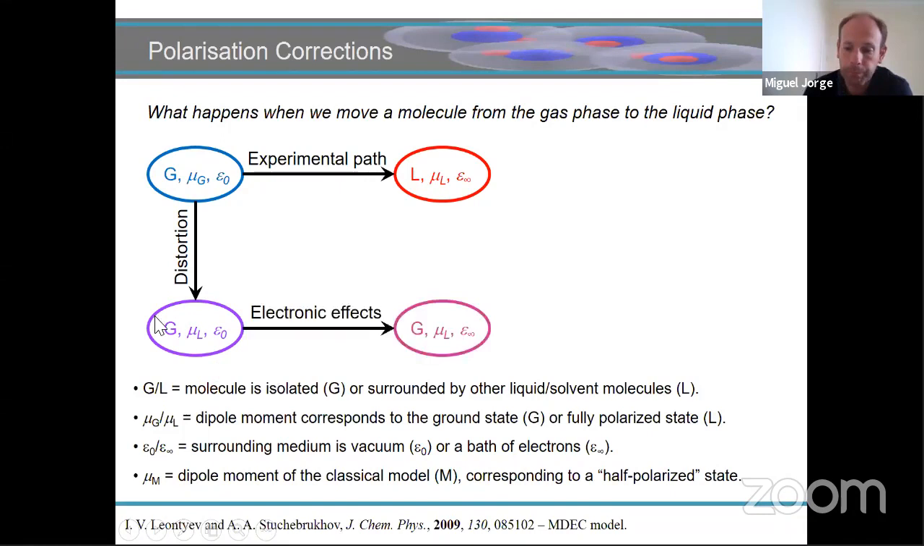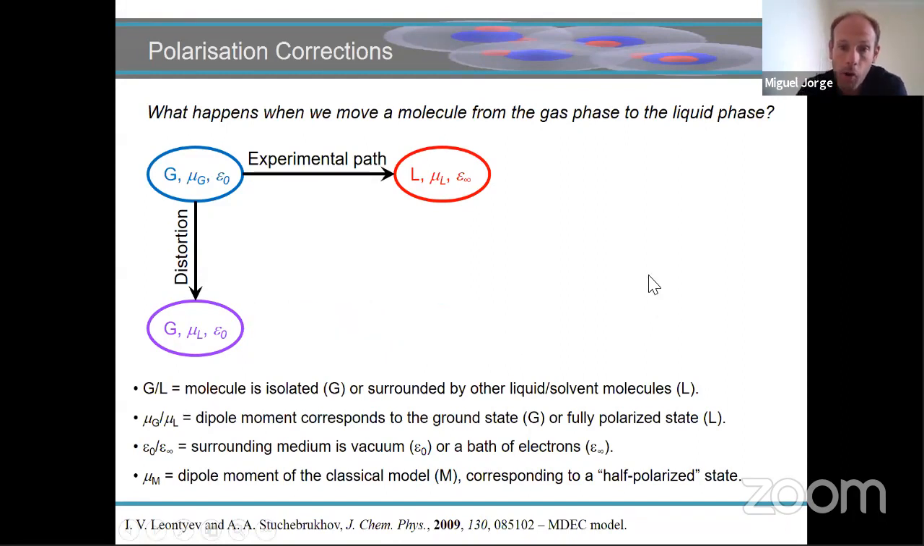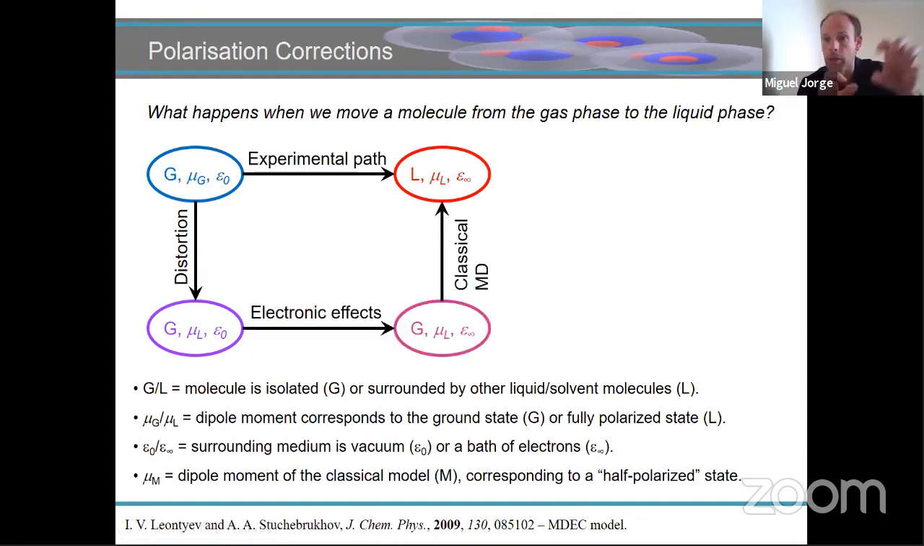Then you take into account the interaction of that distorted wave function with the surrounding electrons of the liquid. So you could imagine that it's placed in a bath of electrons of your liquid environment. That's this epsilon 0 going to epsilon infinity. I'll explain what this is in a second. And then finally, the molecule actually interacts with the other molecules, the other classical entities around them. So this is more like a configurational interaction, and this is exactly what we capture when we do an MD simulation. We take a molecule from the gas phase, we put it in the liquid, we calculate the classical interactions.